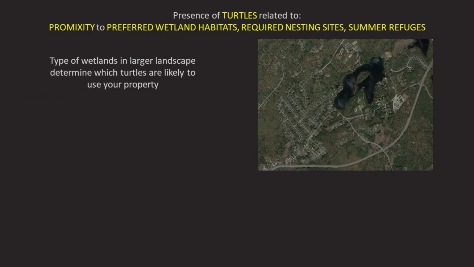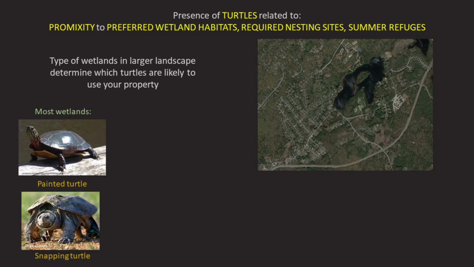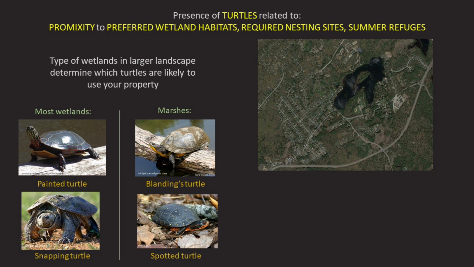The type of wetlands on and around your property also influence what turtles you can expect on your land. For example, painted turtles and snapping turtles occur in most types of wetlands, and they are usually the most likely turtles to find on your land. Blanding's turtles and spotted turtles occur in marshes or shrubby wetlands, so these types of wetlands must occur somewhere within the local landscape to expect these species.